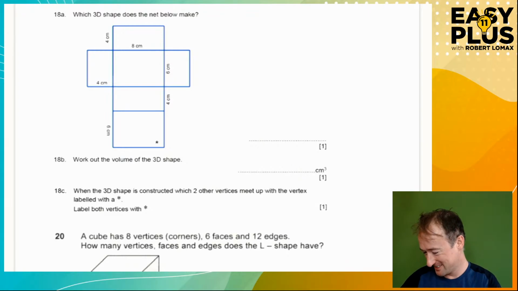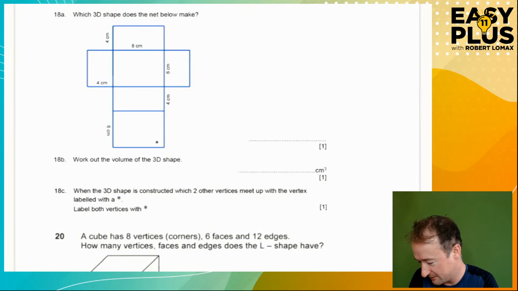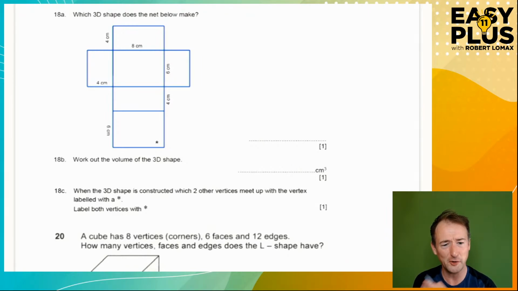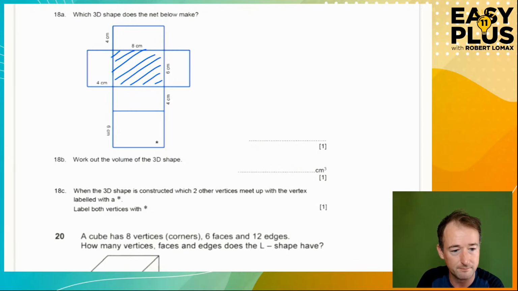Okay, which 3D shape does the net below make? Right, what 3D shape does it make? I think you can probably see this, but it's so obvious that I'm thinking, how do I explain this to someone for whom it isn't obvious? Let's imagine a base, okay? So let's pick a face to be the bottom. So let's imagine that this is the bottom of our shape, whatever our shape is, okay?